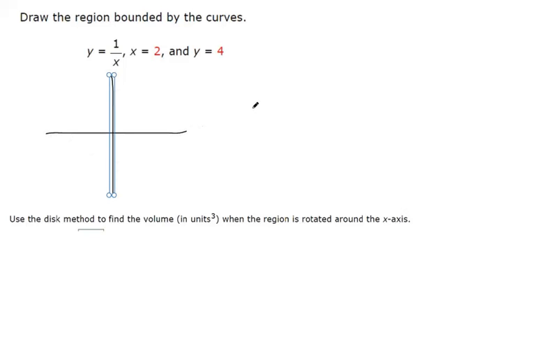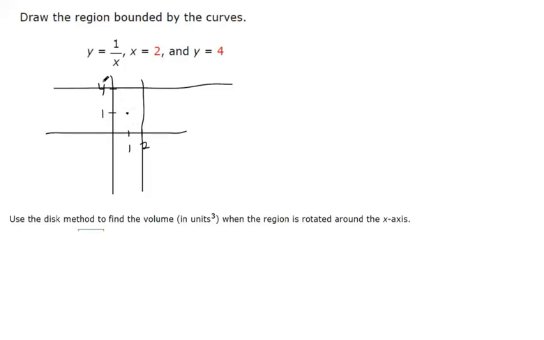Okay, we're supposed to draw the region. So x equals 2, the vertical line. Y equals 4, so horizontal line. Y equals 1 over x. Here it should cross at (1, 1). There should be a dot.